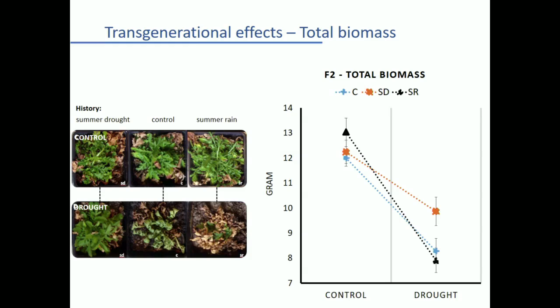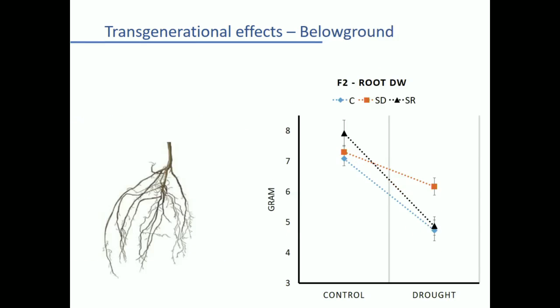Well, and we found very strong evidence for transgenerational adaptive effects to drought. So in this graph, if you look at the orange lines, you see the F2 offspring of the plants of which the grandparents originated from the summer drought treatment at the Buxton field site. And they clearly were able to tolerate drought much better than the plants from the control and the summer rain treatments. And these effects, which was quite interesting, are all mainly driven by below ground biomass, so by the root system of the plants.